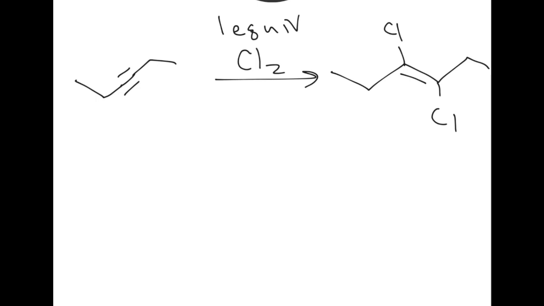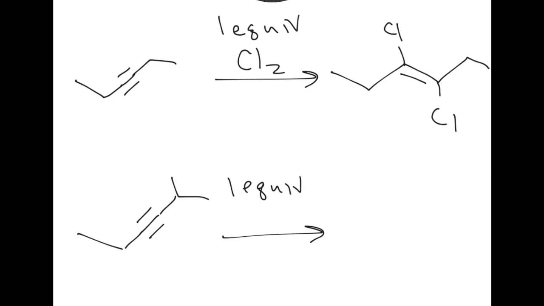Now you're going to add the exact same thing to either side of your alkyne. So what's nice now is it doesn't matter if my internal alkyne is symmetrical or not, because the things I'm adding are symmetrical, right? So if I have an alkyne that's not symmetrical, I still only make one product, because I'm adding the exact same group to either side.